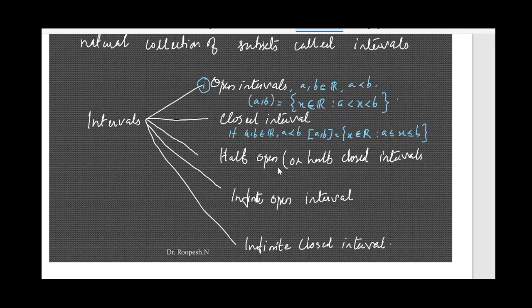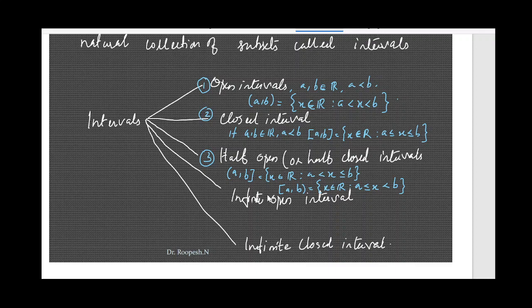Now the half open or half closed interval determined by A and B. We denote it as either (A, B], which means the set of all x belonging to R such that A less than x less than or equal to B. This is one way, and another way is [A, B), which is the set of all x belonging to R such that A less than or equal to x less than B. So this is called the half open intervals. So second and third.